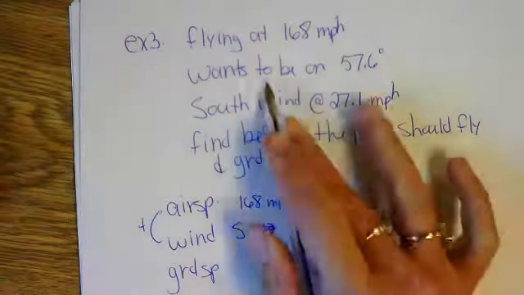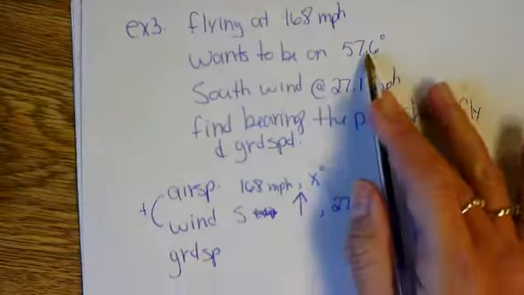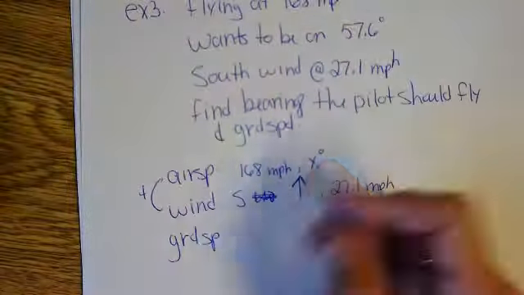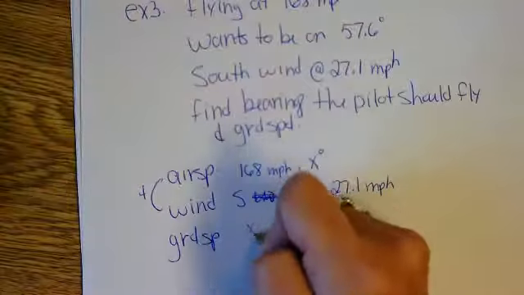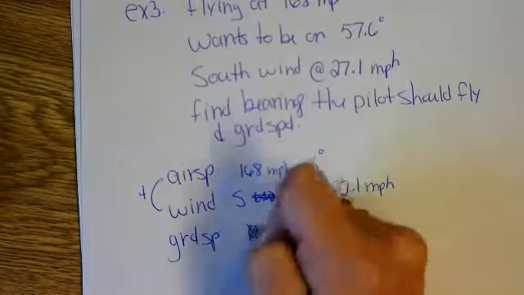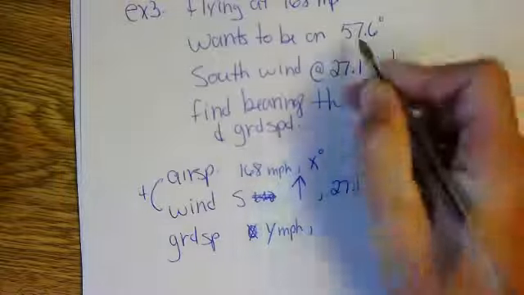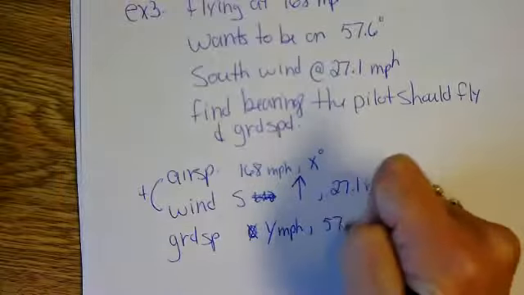And it says he wants to be on a bearing of 57.6. That's your end result, his end goal after the wind pushes him. So that means we don't have the miles per hour. I better call it another letter, Y, miles per hour. But we do know the direction is 57.6 degrees.